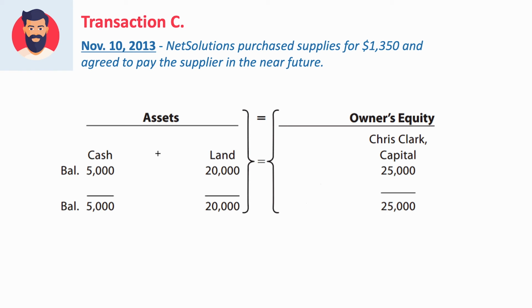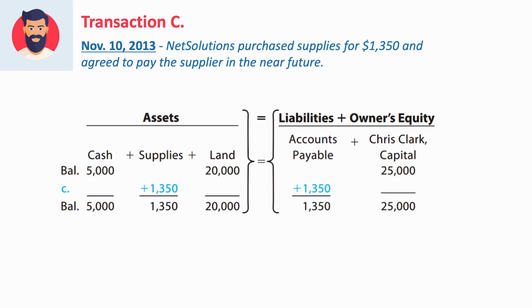Items such as supplies that will be used in the business in the future are called prepaid expenses, which are assets. Thus, the effect of this transaction is to increase assets, supplies, and liabilities, accounts payable, by $1,350.